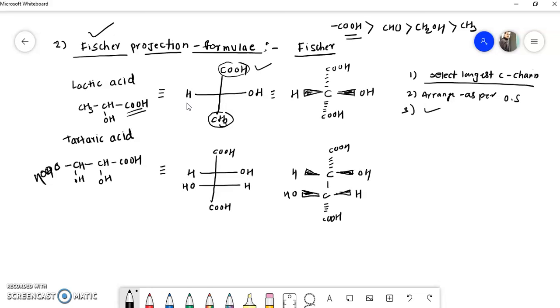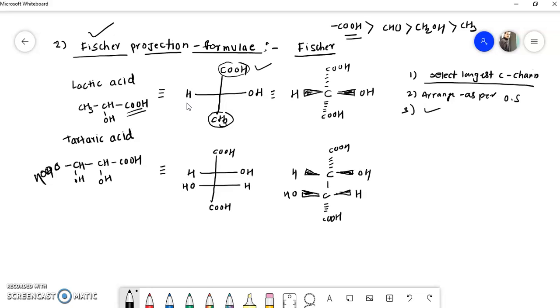Why is the Fischer projection formula needed? You imagine that if a molecule has 5 asymmetric carbon atoms, then in the simple flying wedge formula, which we have seen earlier, it is very difficult to represent the molecule. But if there are 5 asymmetric carbons, then very easily we can draw its Fischer projection formula. So this is the advantage of this Fischer projection formula, right?